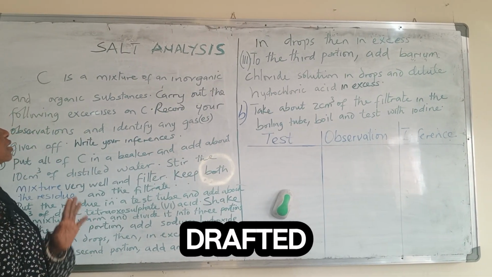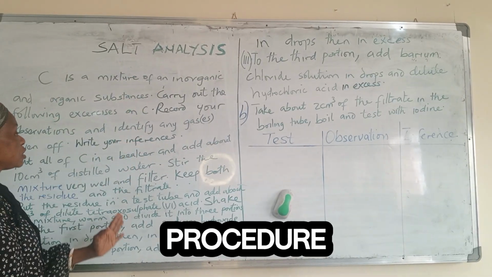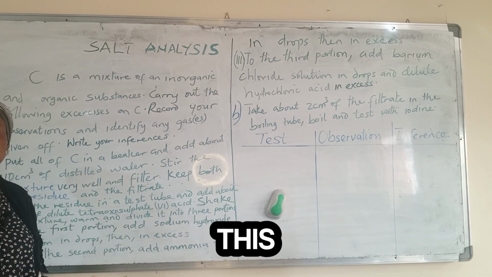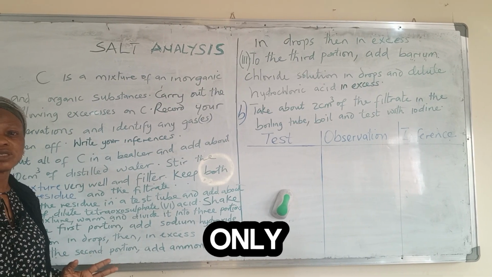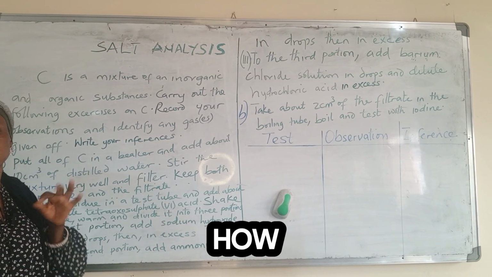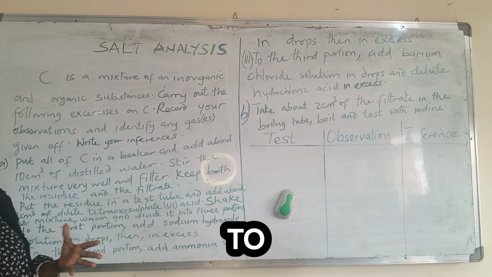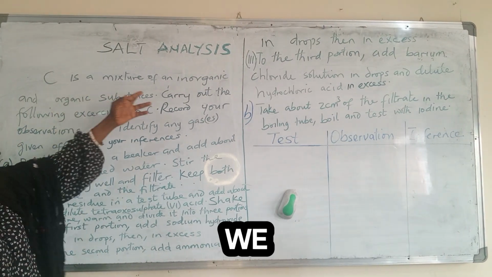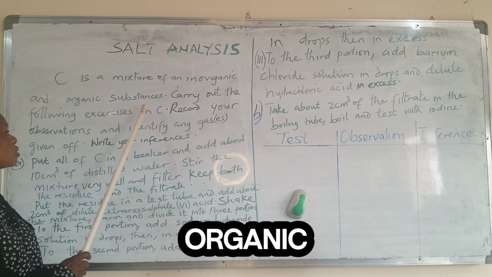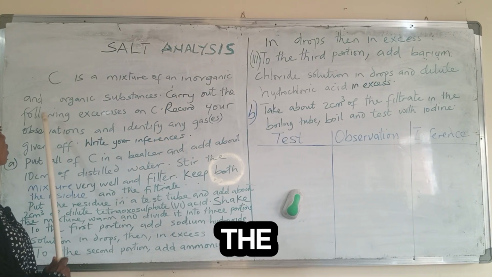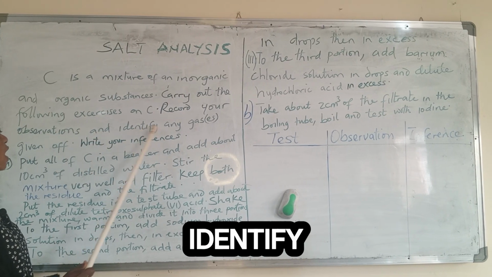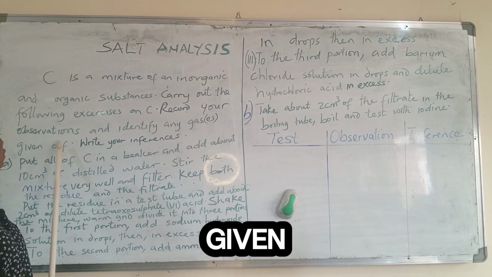Now, we have drafted a procedure that you should follow, at least to prepare you for WAEC this year. It's not only for this year, it can be used for subsequent years. You just need an idea of how to test for cations and anions. Now, look at what we prepared. C is a mixture of inorganic and organic substances. Carry out the following exercises on C. Record your observations and identify any gas or gases given off.